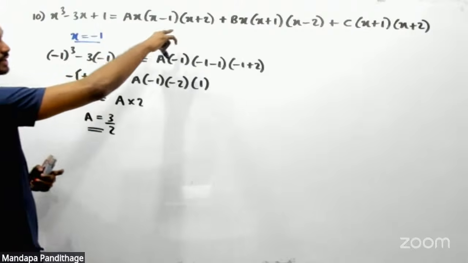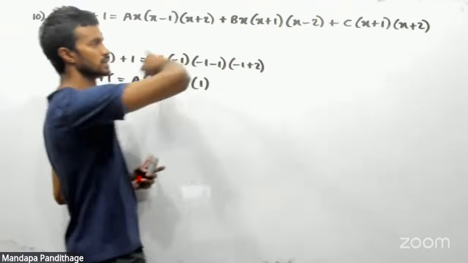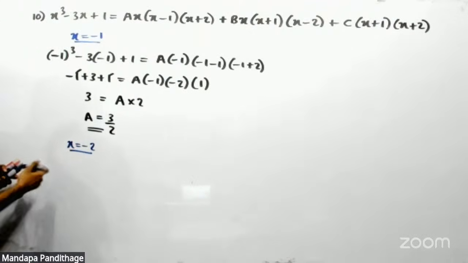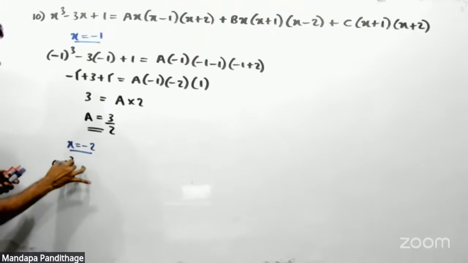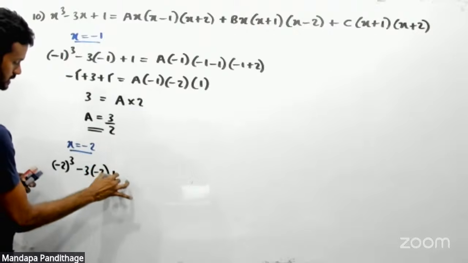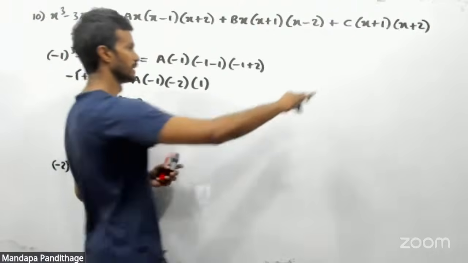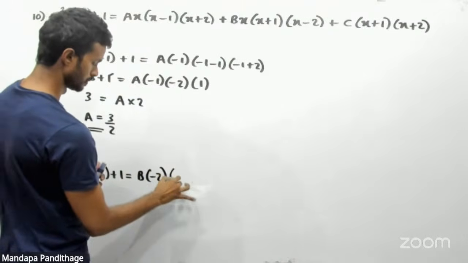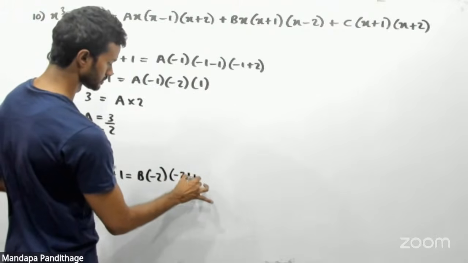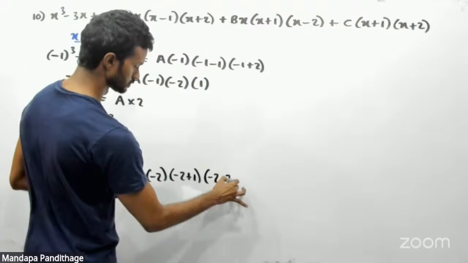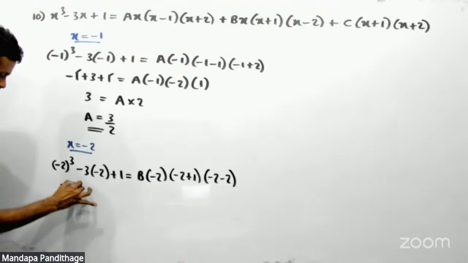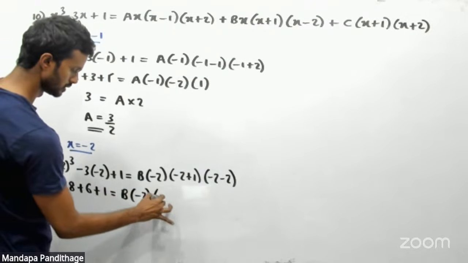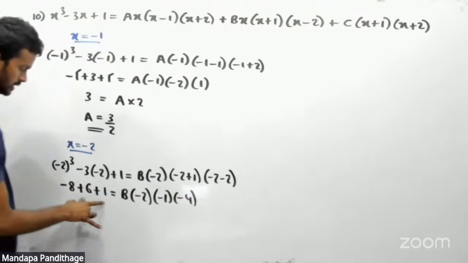Then to find b, check what is common here. x plus 2 is common. To make x plus 2 zero, I substitute x equals minus 2. Minus 2 cubed minus 3 into minus 2 plus 1 is equal to, this is 0, this is 0, only this is remaining. b times minus 2 plus 1 times minus 2 is equal to minus 8 plus 6 plus 1 is equal to b times minus 2 minus 1 and minus 4. So this is minus 1.